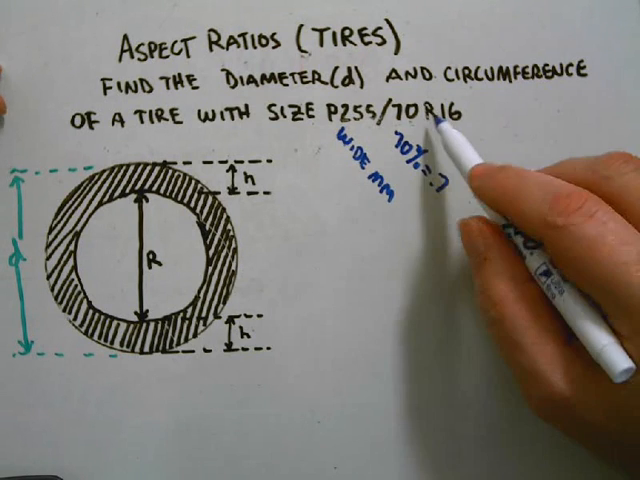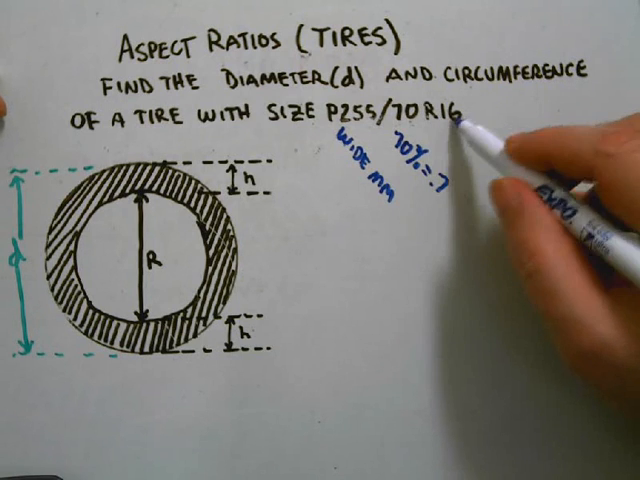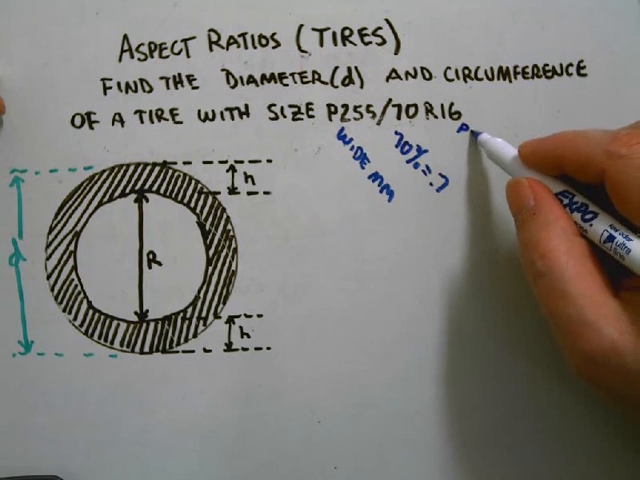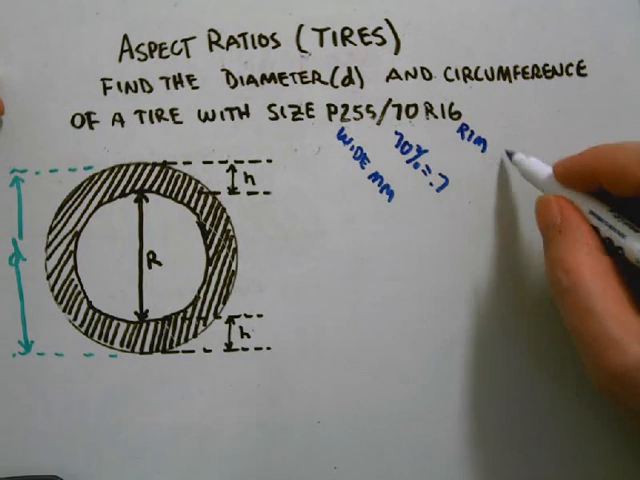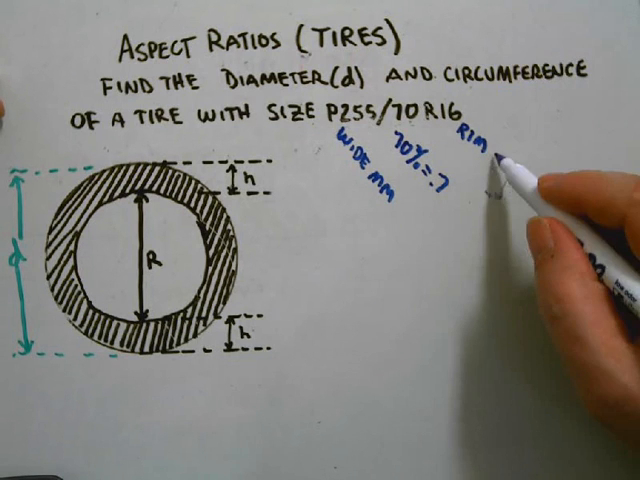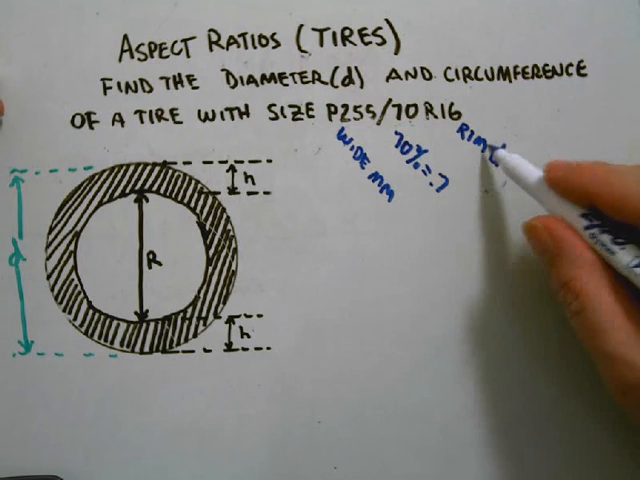Okay, and then the last piece we have is the rim diameter. Now this is the rim diameter, and it's in inches. Let's go ahead and label it with a small lowercase d. The rim diameter, and it is inches.